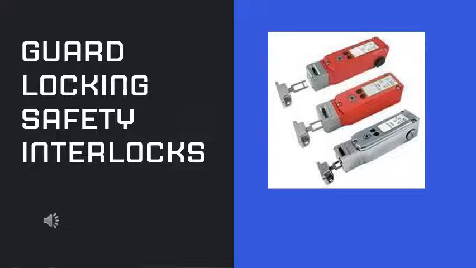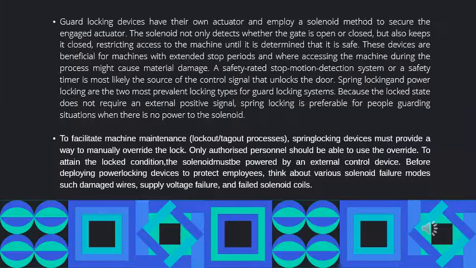Guard locking safety interlock. Guard locking devices have their own actuator and employ a solenoid method to secure the engaged actuator. The solenoid not only detects whether the gate is open or closed, but also keeps it closed, restricting access to the machine until it is determined that it is safe.